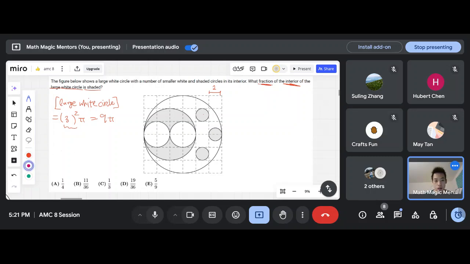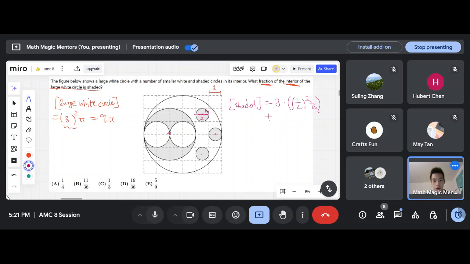If we want to find the area of the shaded region, we can first find the area of the 3 small circles. The 3 small circles have radius a half because their diameter is exactly one grid length. Since a grid length is one, half of that is half of the diameter, which is the radius, a half. So we have three circles of radius a half.